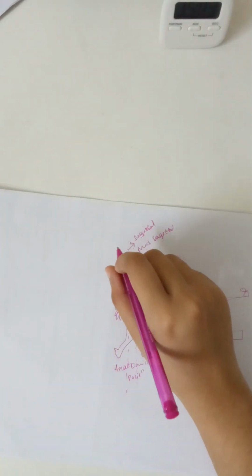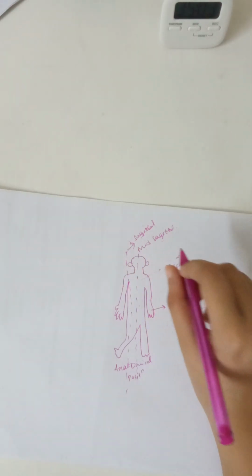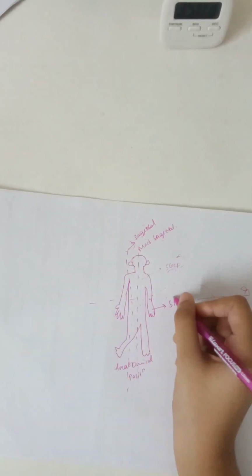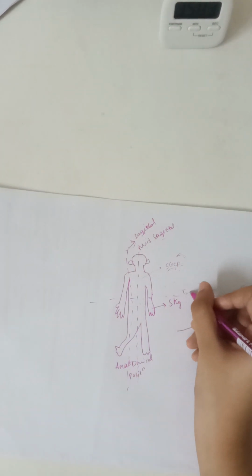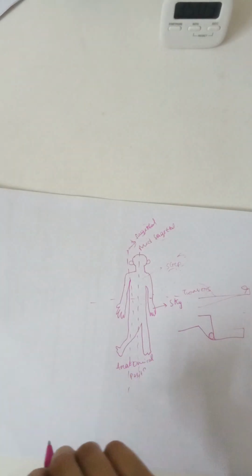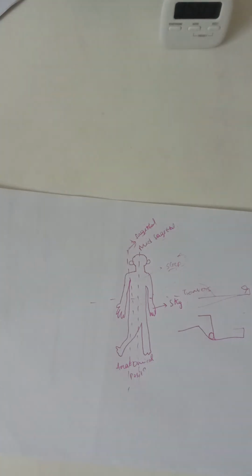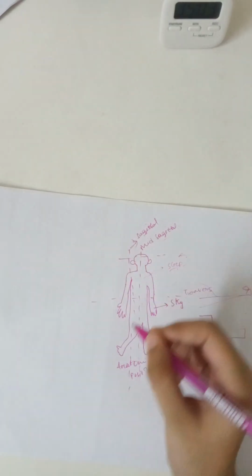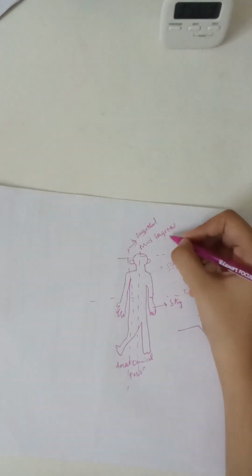And now we are going to study about transverse plane. Horizontal section is known as transverse plane. And coronal plane. Coronal plane is when it divides the body into frontal and ventral halves.